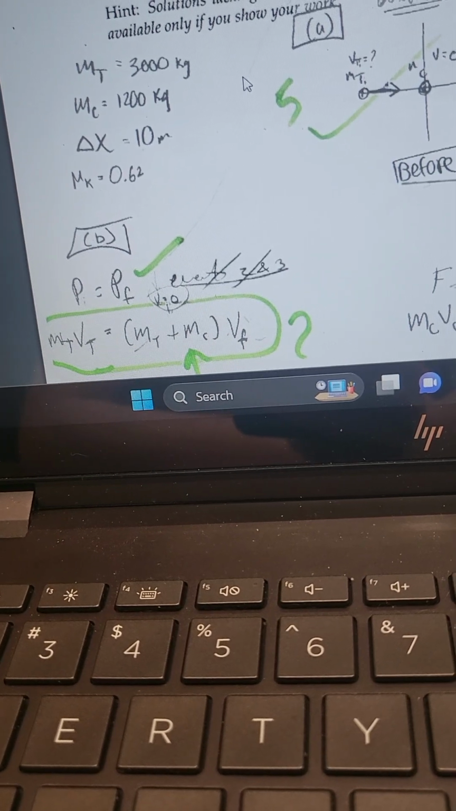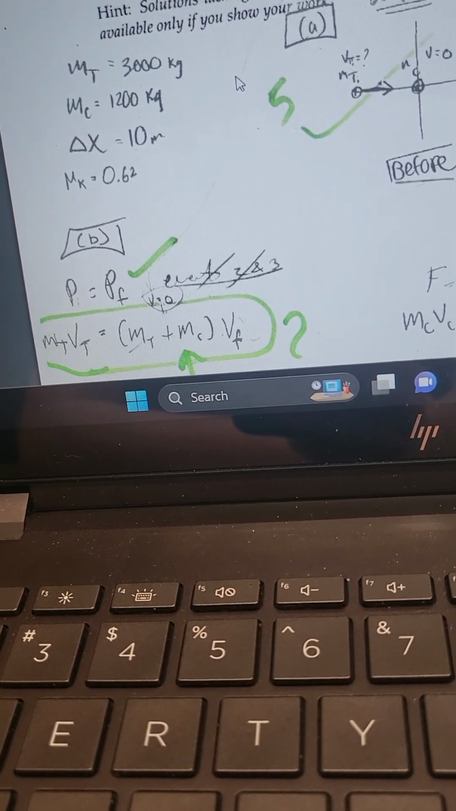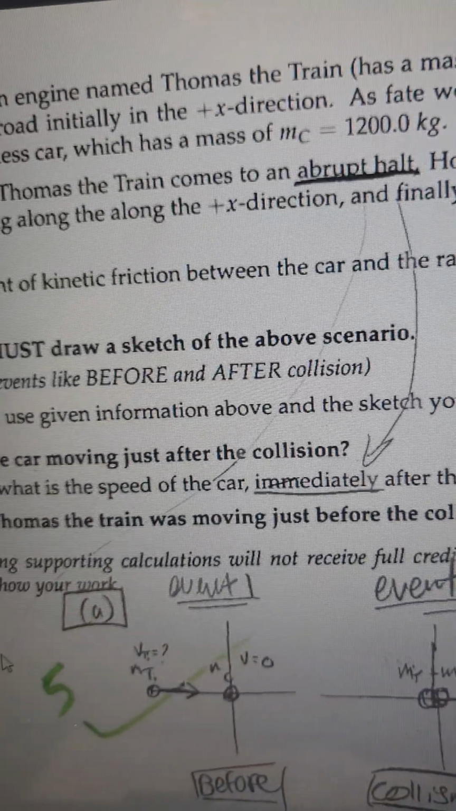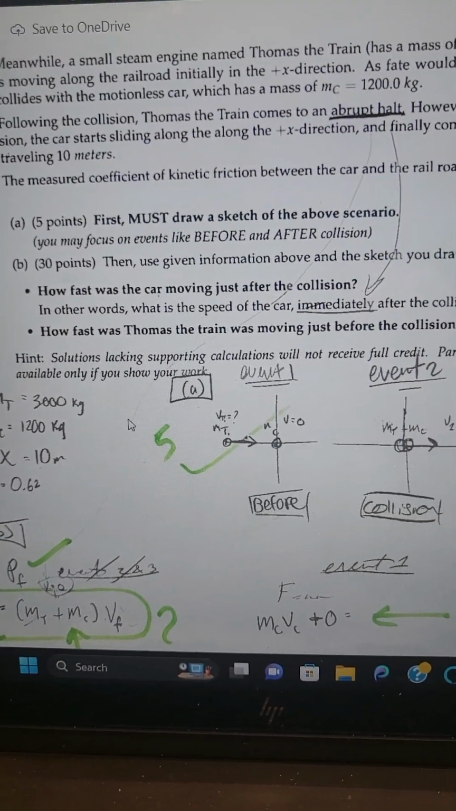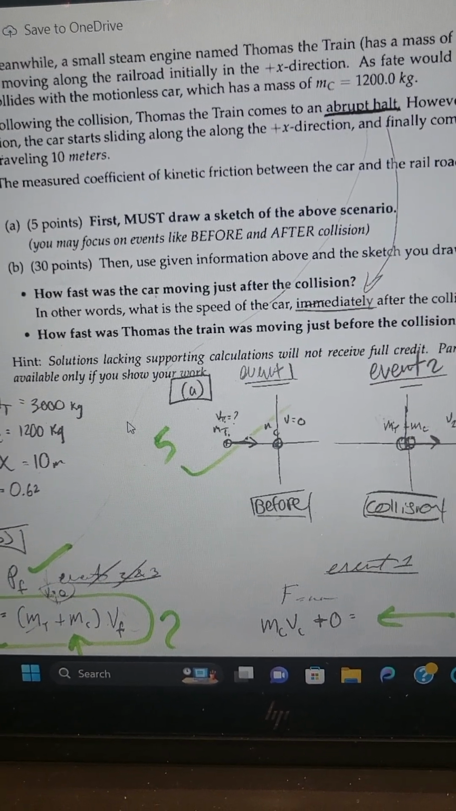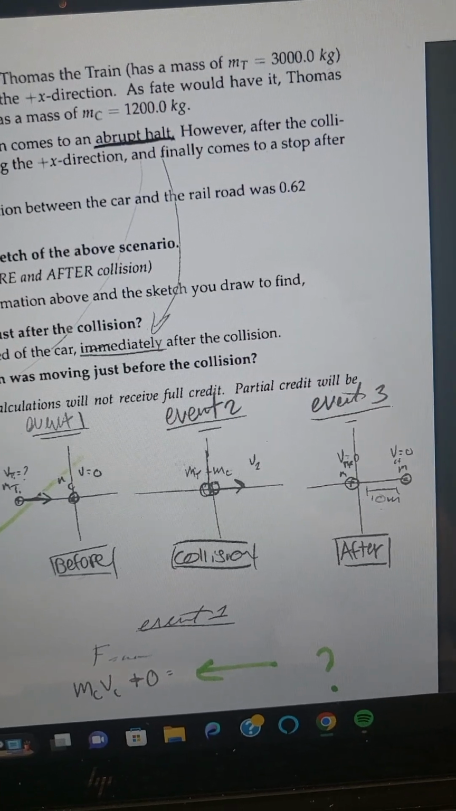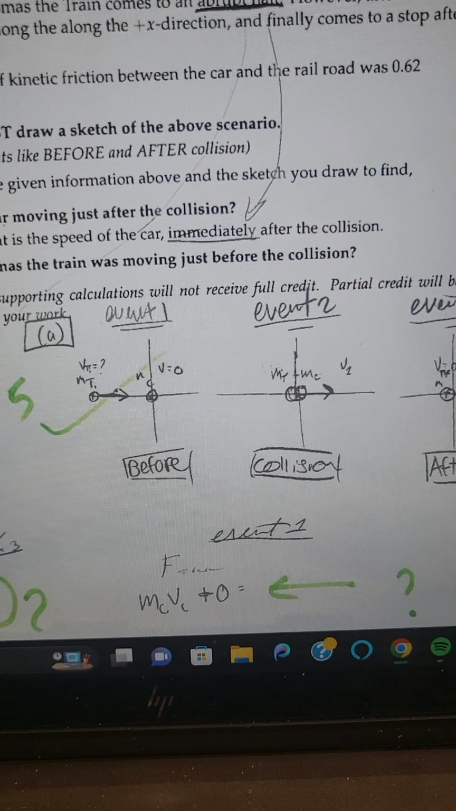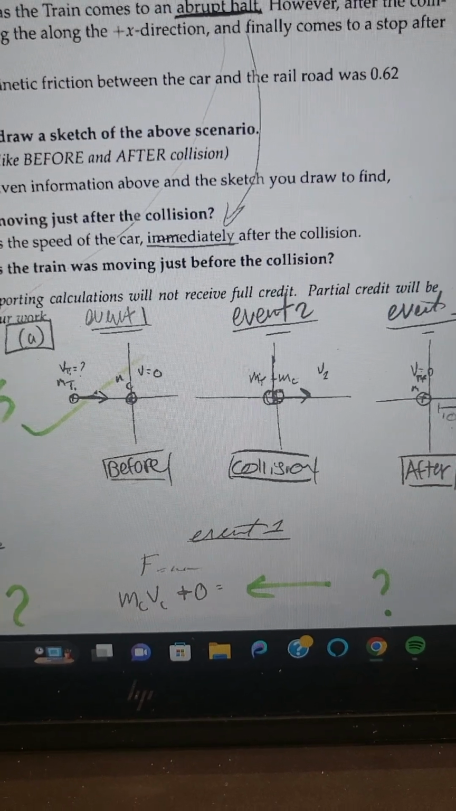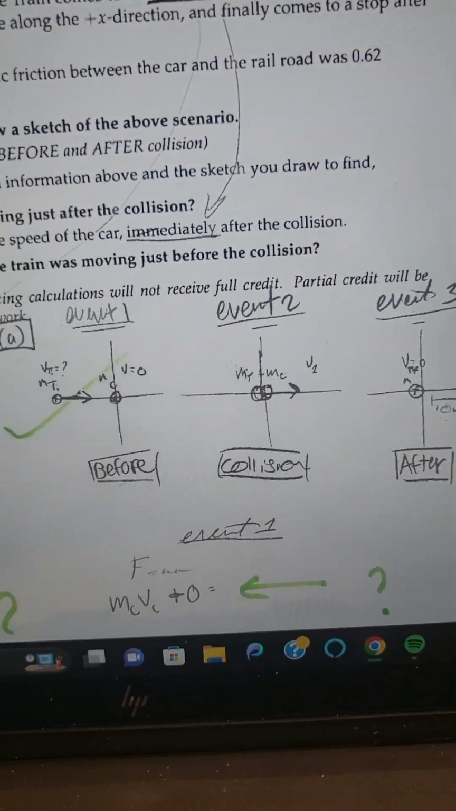I set it up this way because I got lost in the wording, honestly, because it says how fast was the car moving just after the collision. So I was thinking a little bit before event 3 because the car came to a stop, and I was thinking there was something in between event 2 and event 3.